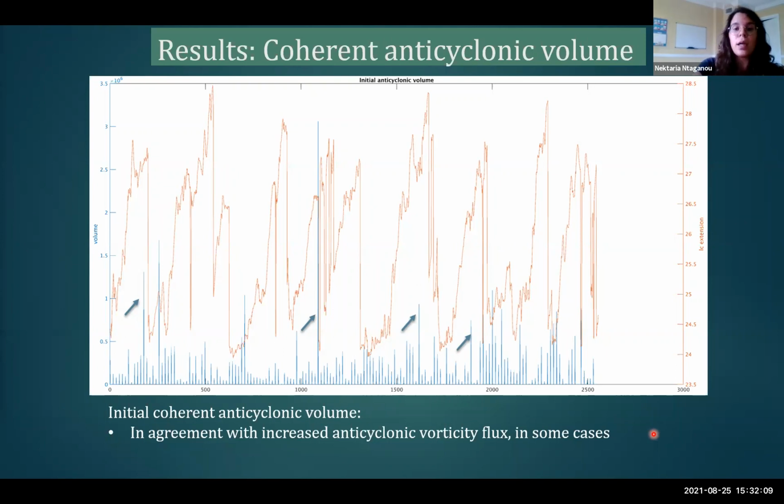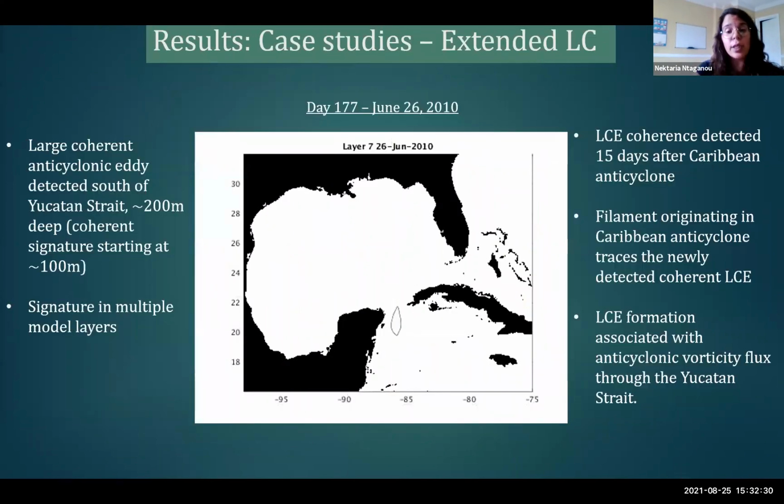So far, we have the presence of large anticyclones with high vorticity coinciding with some periods of LC shedding or detachment. But is the high vorticity or volume attributed to one eddy or multiple smaller ones, or do we see the signature in many eddies? For this reason, I started looking at individual case studies during different Loop Current phases, and I'm about to show two case studies, one with extended LC and one with the retracted LC. In both case studies, anticyclonic coherent eddies were detected south of the Yucatan and advected into the Gulf of Mexico.